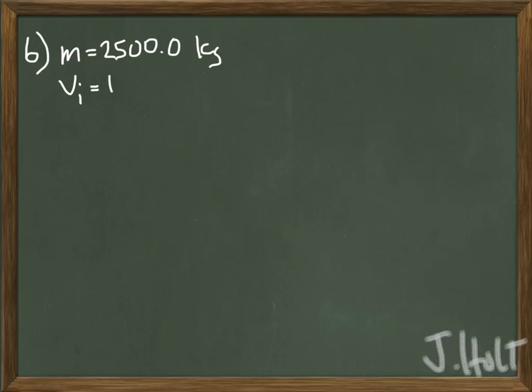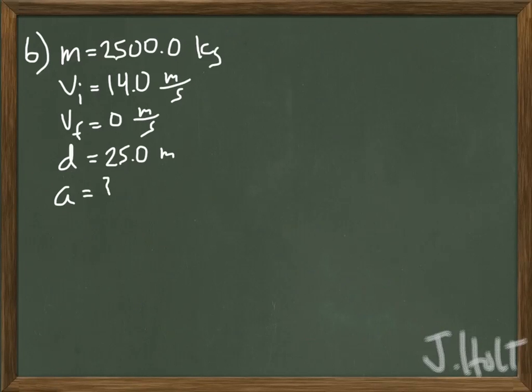Here we have another kinematics type of problem. We're going at 14 meters per second, and then we're going to slow down to rest. We're given the distance that takes place. If we want to find the force of friction, you have to find the acceleration. You cannot calculate a force unless you have acceleration. So let's find the acceleration first.